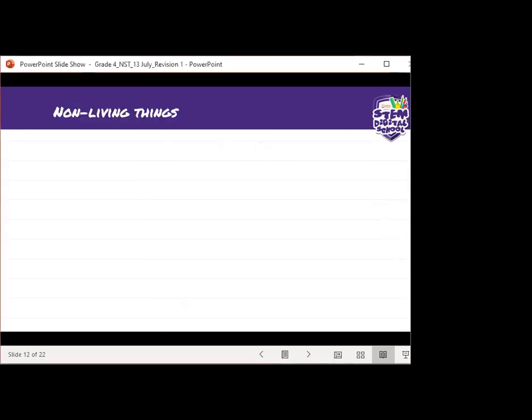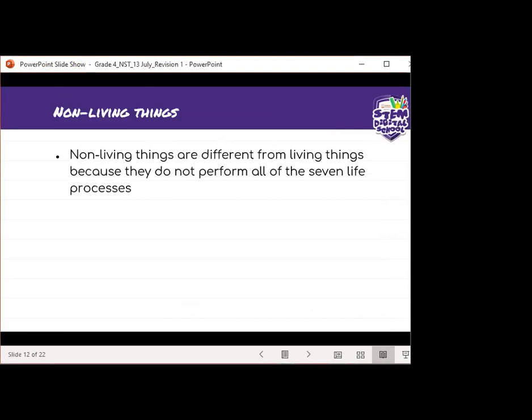Non-living things. So guys, so far we said that the living things go through the 7 life processes. And remember our 7 life processes are movement, reproduction, sensing, excretion, feeding, as well as growing. So you guys need to know all those 7 life processes. Non-living things are different from living things because they do not perform all of the 7 life processes.